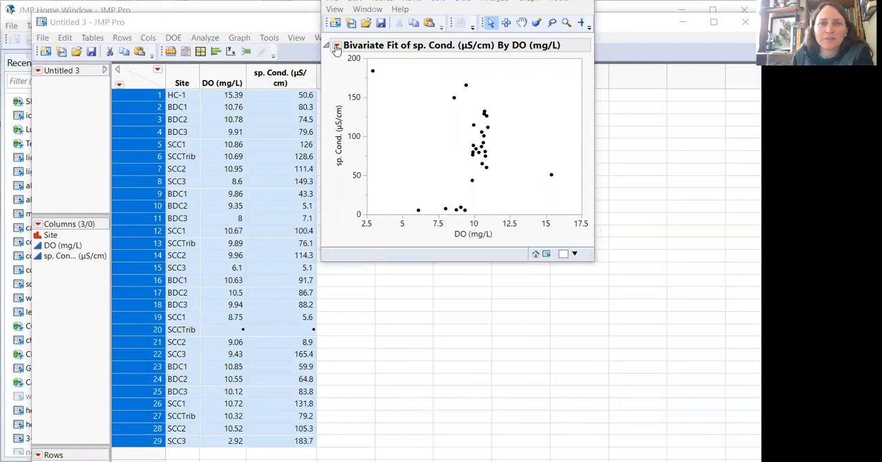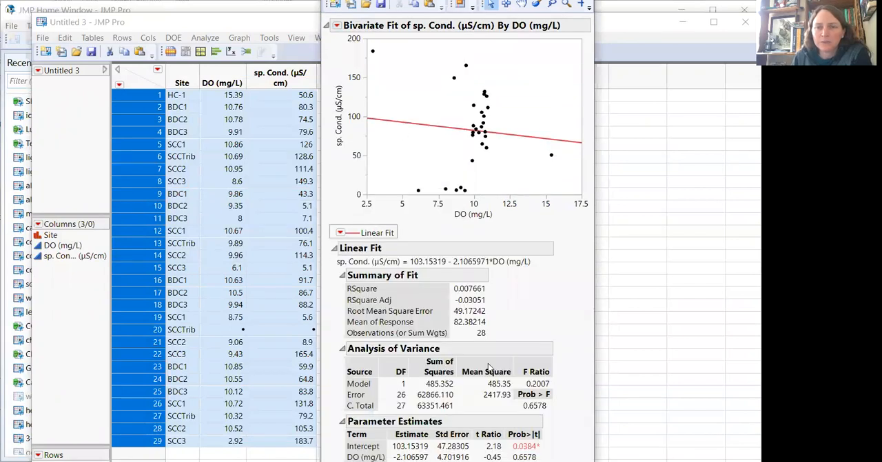Anyway, we can say fit a line, and we get a line that looks pretty flat. We go down here, you can see my R-square. I'm explaining almost none of the variation in the data set. My F ratio is very small, 0.2, and my probability of getting an F larger than this due to chance alone is 0.65. So I need my p-value to be 0.05 for me to reject the null hypothesis. The slope is 0, and in this case, I can't reject that, so the slope is 0. There's no relationship between DO and conductivity.